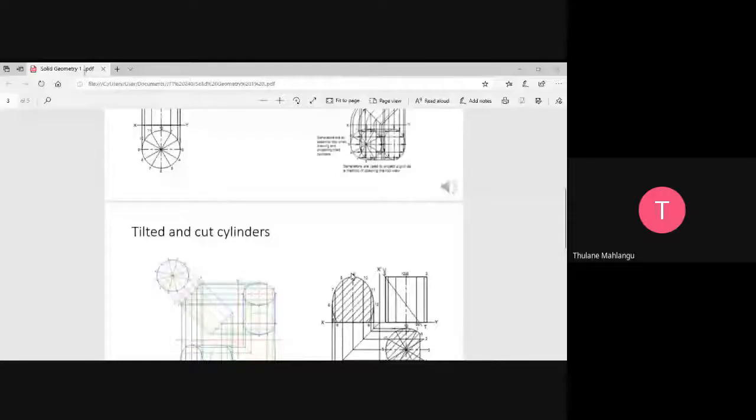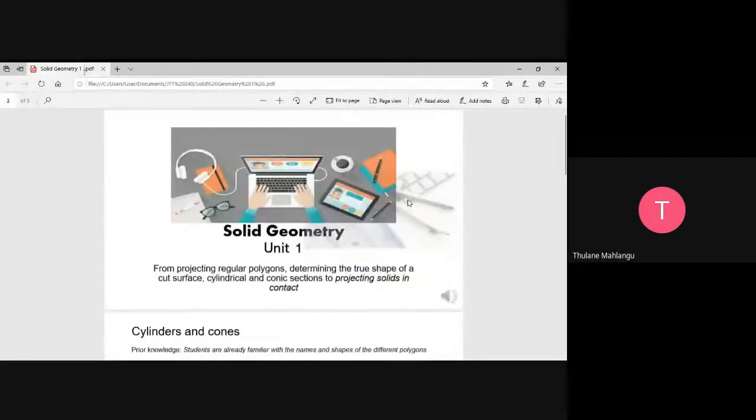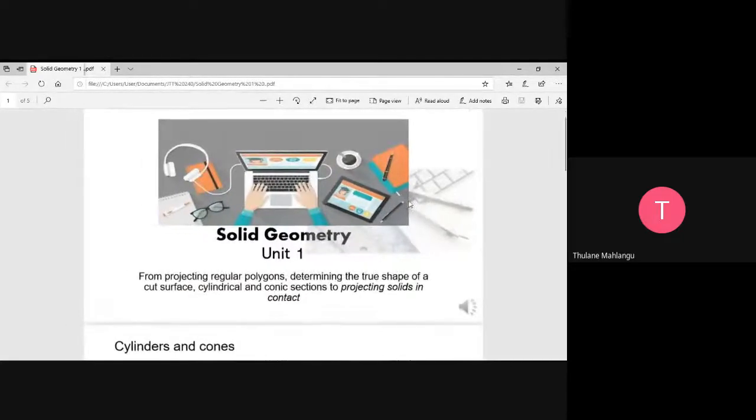I'll just present a window now. Okay, so with regards to solid geometry, we moved from projecting regular polygons to determining the true shapes of the cut surface, and then we'll also go to the cylindrical and conic sections.